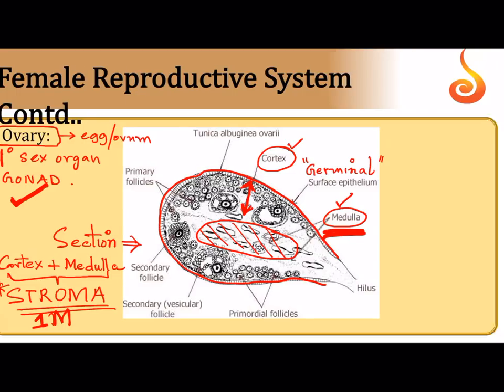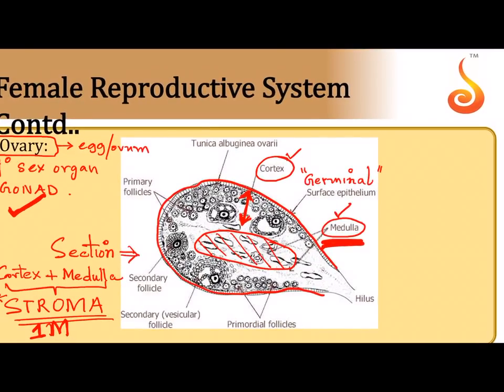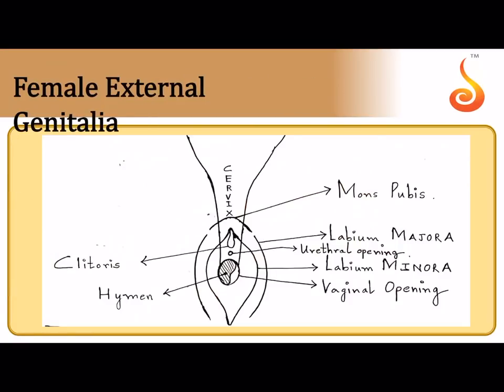So let us see what we have in the next slide. In the next slide, we have the female external genitalia. Now, just like in the male external genitalia, we had discussed the penis and the scrotum and the penile urethra. And here we are going to discuss the external structures of the female reproductive system, which constitute the female external genitalia. Now this is a continuation of the sectional view of the female reproductive system that you all saw.